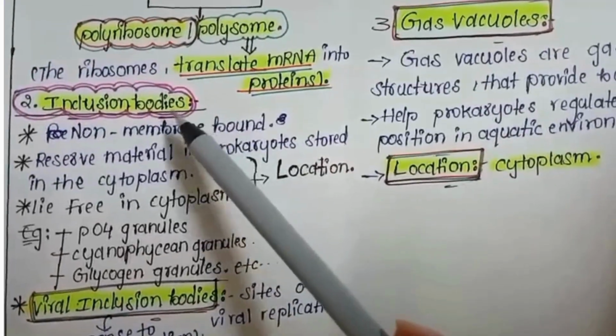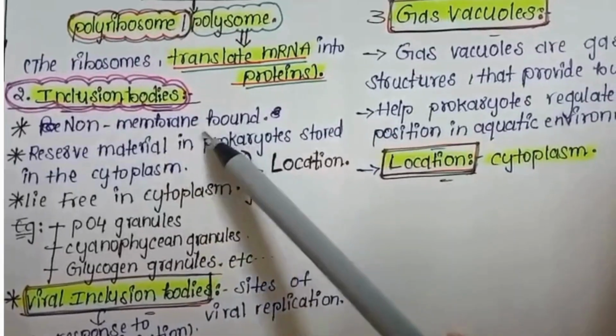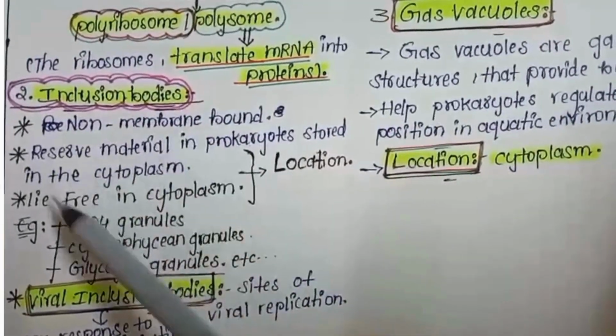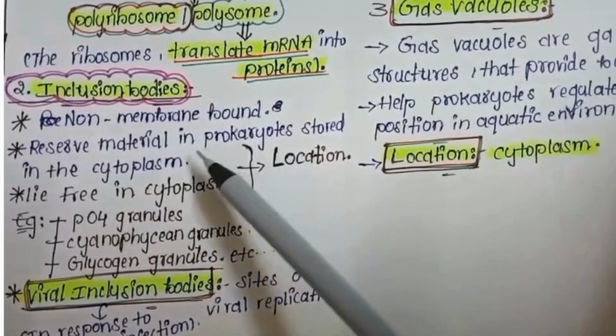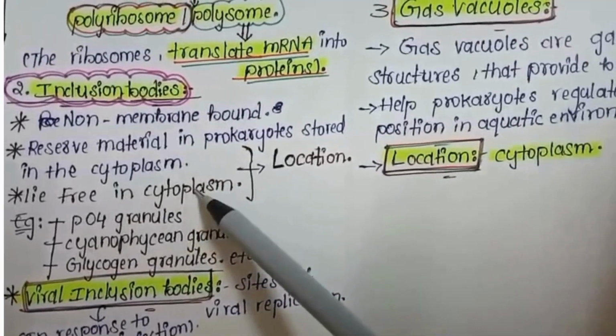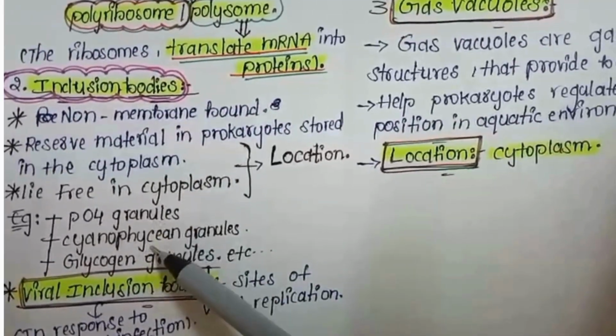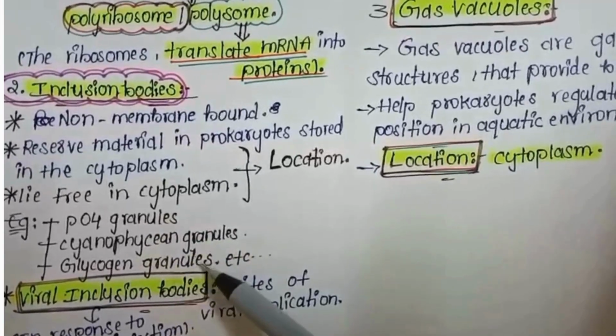Coming to the inclusion bodies, these are also non-membrane bound organelles which are reserve material in prokaryotes, stored in the cytoplasm of the bacterial cell. Examples of this are cyanophycin granules, phosphate granules and glycogen granules, etc.